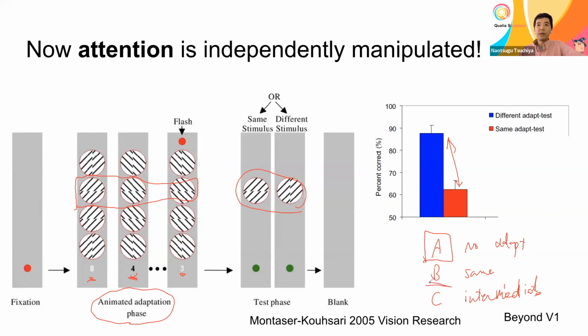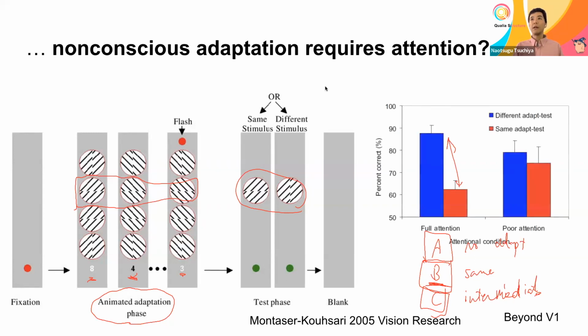And then option B means that if it happens with the invisible stimulus, that means that it happens automatically. So that means that attending to that or not doesn't matter. So that's B. And then C is the intermediate, right? The answer is here.